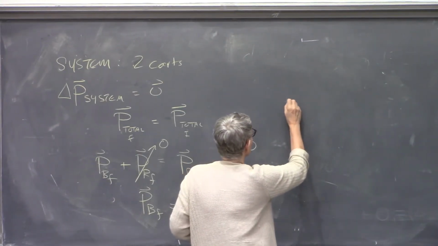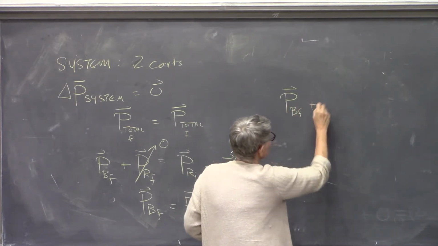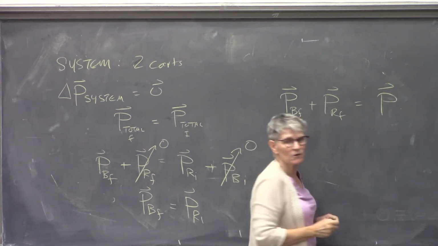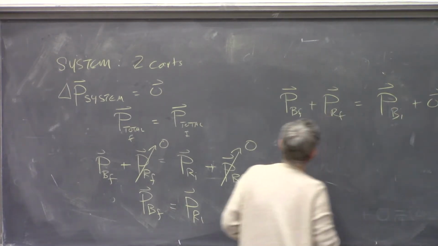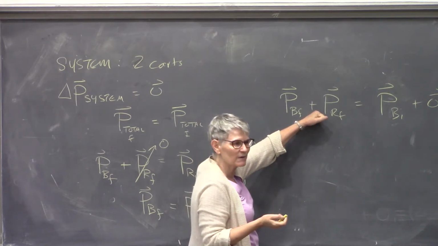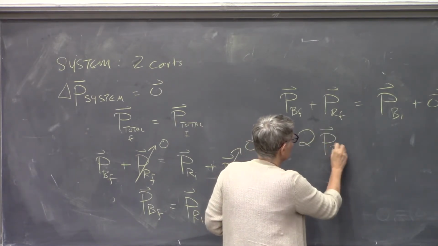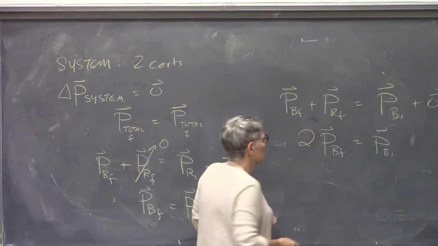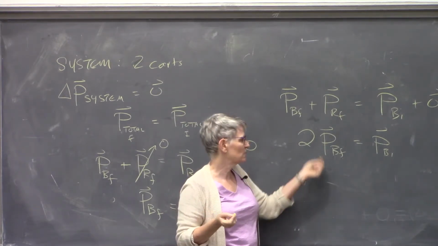We can say P blue final plus P red final is P, which one was moving, the blue one? P blue initial plus zero. But since they're stuck together, these two have to be equal. So we get 2P blue final equals P blue initial. And so we see that the speed is going to be half as great. Right? Twice the mass, half the speed.